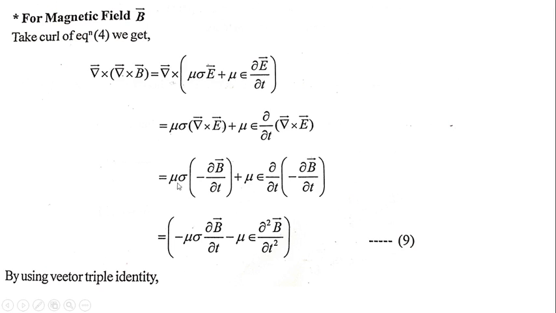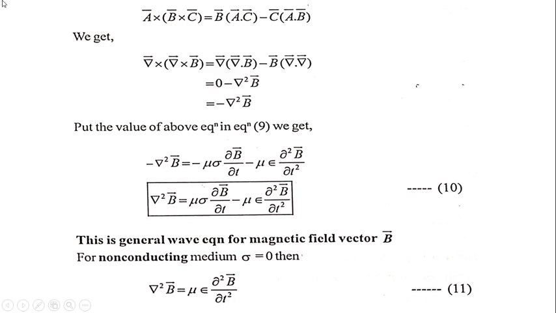So here mu sigma into minus delta B by delta T plus mu epsilon delta by delta T of minus delta B by delta T, and so del cross del cross B equals minus mu sigma delta B by delta T minus mu epsilon delta square B by delta T square, by using the vector triple identity, that is A bar cross B bar cross C bar equals B bar into A dot C bar minus C bar into A dot B bar.